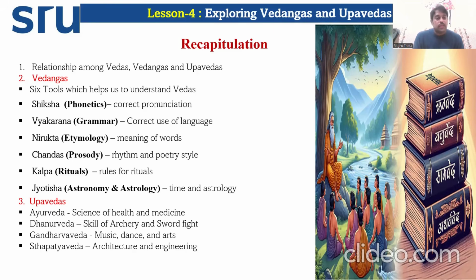And the third one, Nirukta, etymology, which means vocabulary, the meanings of words, which help us to understand the meanings of information in the Vedas. And Chandas, rhythm and poetic style. And Kalpa, rituals, the rules of rituals, what kind of rituals they followed, what kind of step-by-step analysis they had, everything has been explained. And Jyotisha, which is about astronomy and astrology. All these tools help us to understand the information and knowledge in the Vedas, and they are called Vedangas.